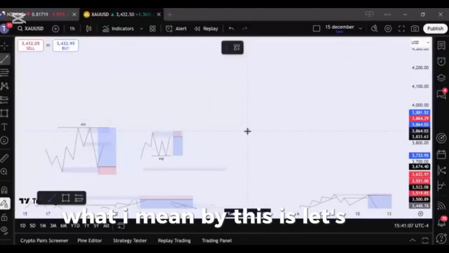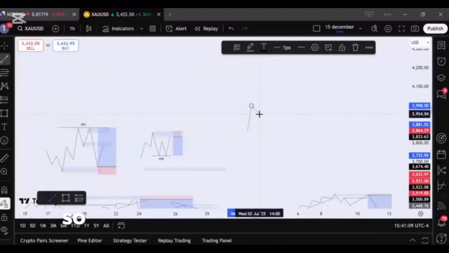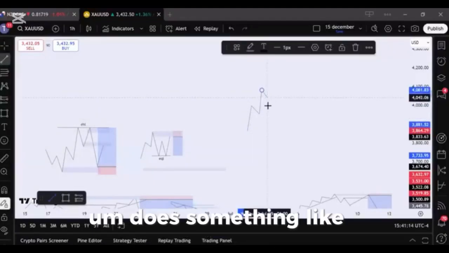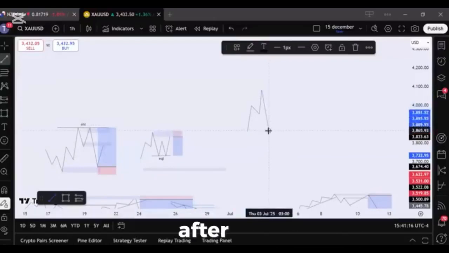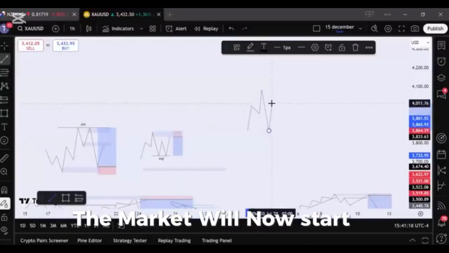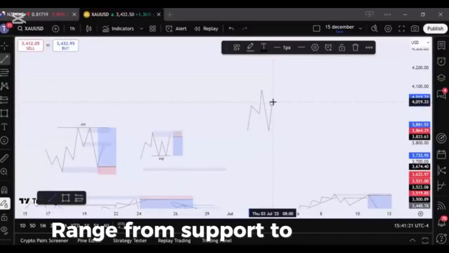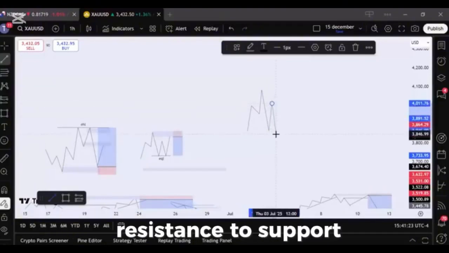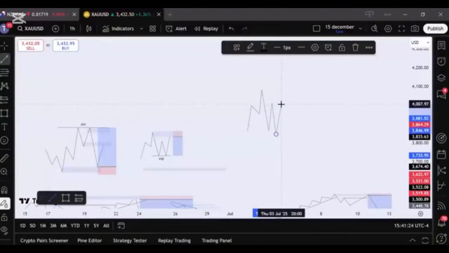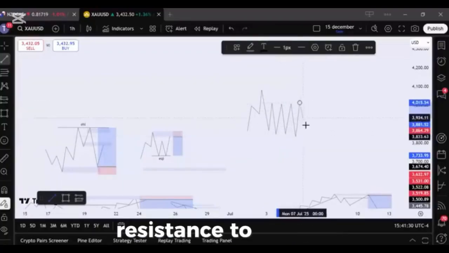What I mean by this is, let's say market was bullish, making higher highs and higher lows. Eventually, market does something like a structure shift to the downside. After that, you will see your inducement. The market will now start the range, ranging from support to resistance, resistance to support, support to resistance, resistance to support.